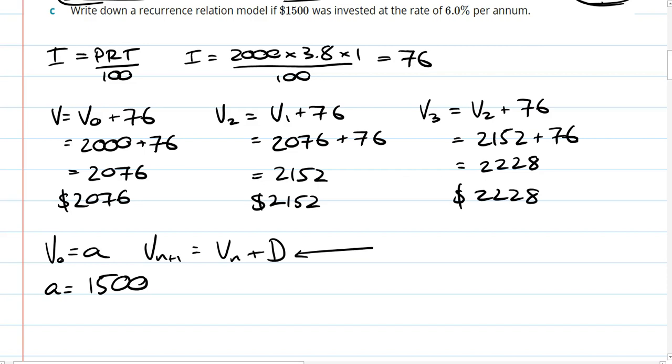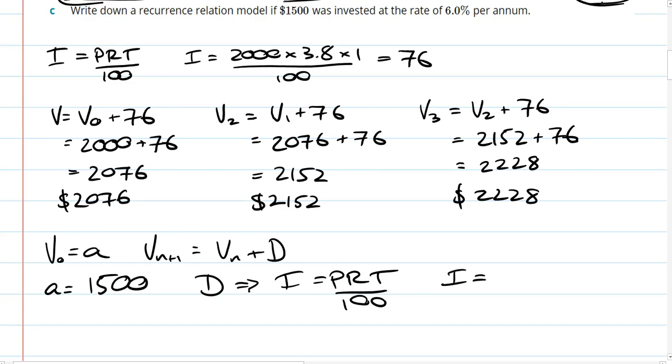This D is going to be equal to the interest earned per year because it's simple interest, which for us we're going to use I equals PRT over 100. That will get us the amount of money that we need. So I is equal to PRT over 100, 1,500 times 6 times 1 year, over 100. We always do it for 1 year because we're just trying to find the general amount of interest earned per year, so we can keep adding on after that.